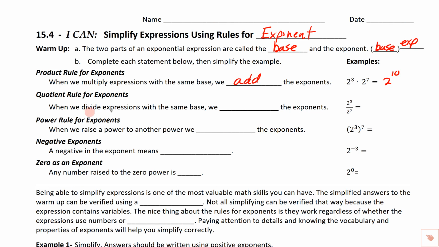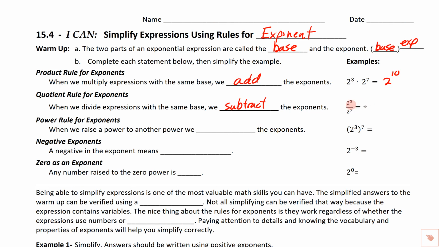Quotient rule for exponents: when we divide expressions with the same base, then we subtract the exponents. We subtract the exponents here. Now, I like to think of it this way. I always like to think I'm going to subtract the small exponent from the big exponent, and then I'm going to leave them where there were more of them.